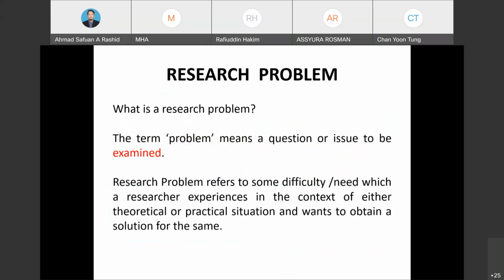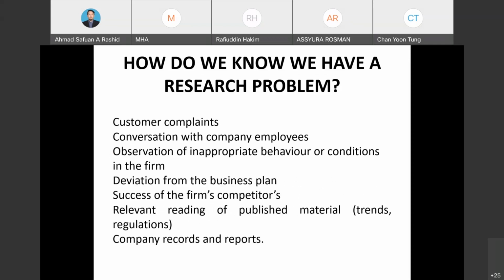What is the problem? The third item is the question or issue to be examined. Research problem refers to some difficulty which a researcher experiences in the context of either a theoretical or practical situation and wants to obtain a solution for. So you need to address the problems and then solve the problem. Normally in chapter 1 you should have one section on the research problems.